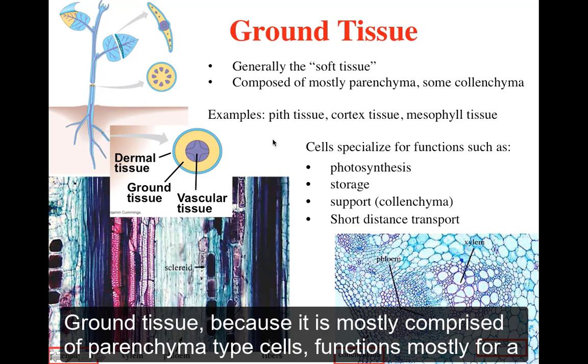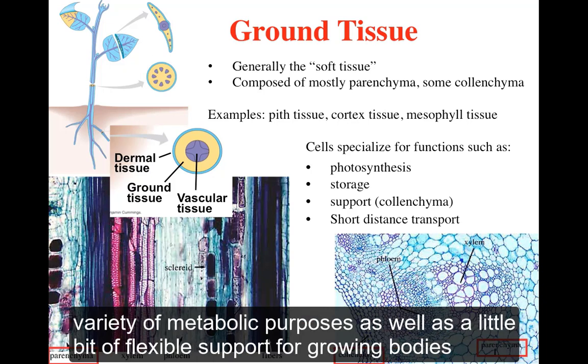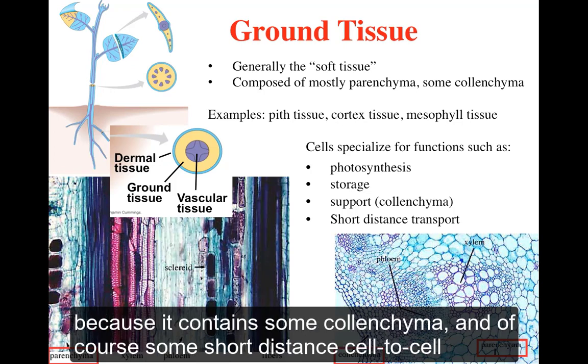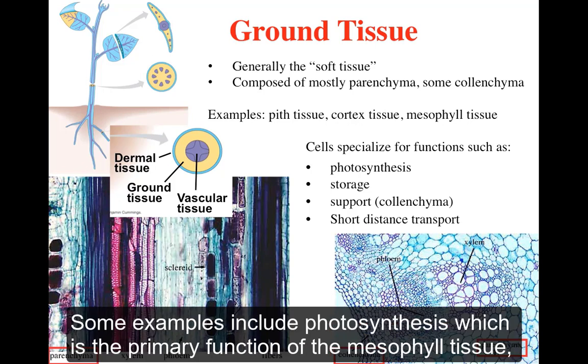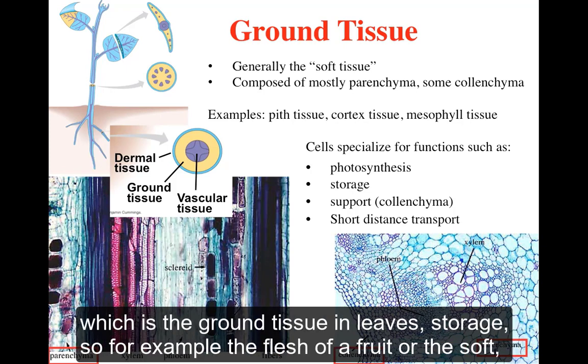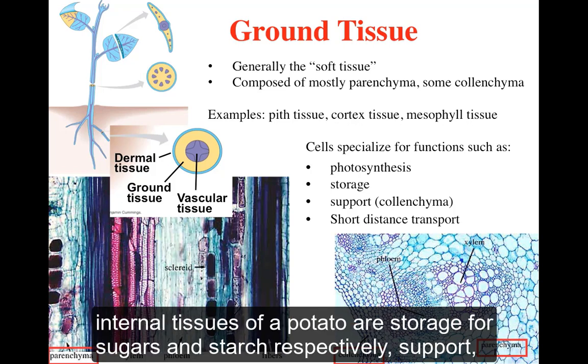Ground tissue, because it is mostly comprised of parenchyma-type cells, functions mostly for a variety of metabolic purposes, as well as a little bit of flexible support for growing bodies because it contains collenchyma, and of course some short distance cell-to-cell transport within the tissue. Some examples include photosynthesis, which is the primary function of the mesophyll tissue, which is the ground tissue in leaves. Storage, so for example, the flesh of a fruit or the soft internal tissues of a potato are storage for sugars and starch respectively.